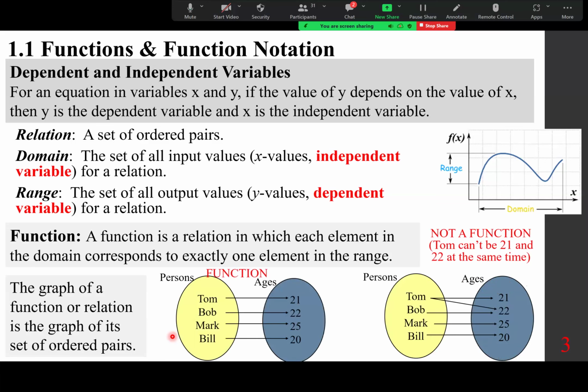Here's an example of a function: Tom is 21, Bob is 22, Mark is 25, Bill is 20. And this is not a function: Tom is 21, Tom is also 22. Tom can't be both 21 and 22 at the same time. That's the idea behind the function. The x coordinates, the independent variables, cannot repeat.